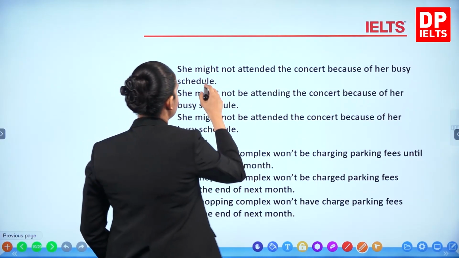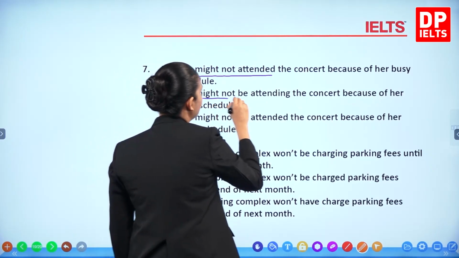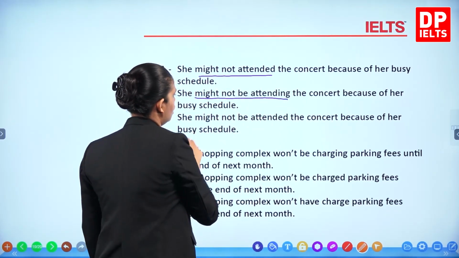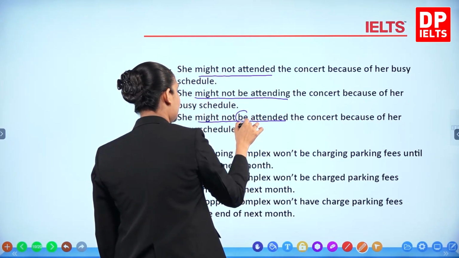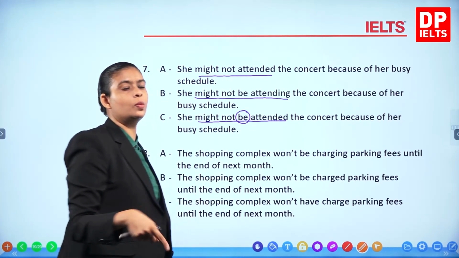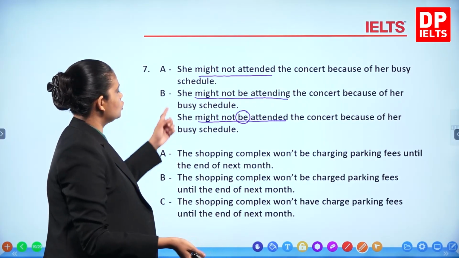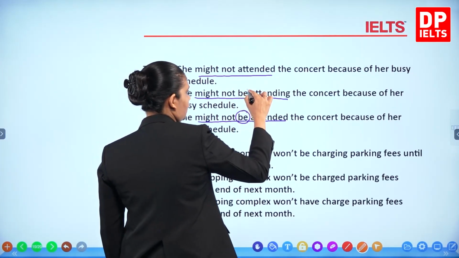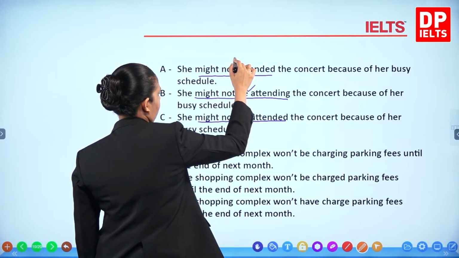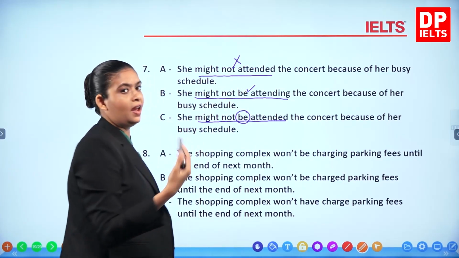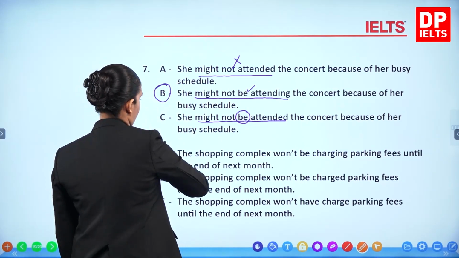She might not attended the concert. She might not be attending the concert. She might not be attended. So you can't say not be attended, because if it is along with the past participle, then it has to be have. She might not be attending, that's fine with the present participle. She might not attended, again, it's wrong, it needs to have, right? So the only correct answer is B.